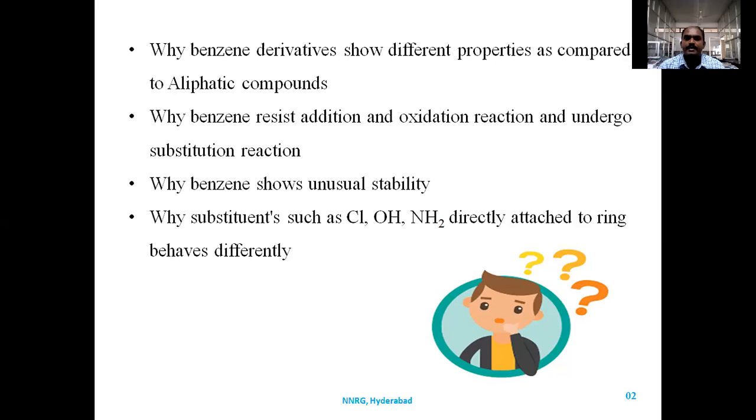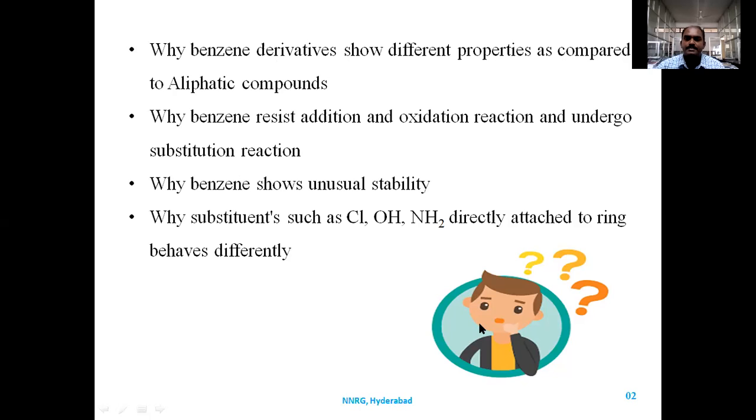And substituents such as chlorine, hydroxy group, NH2, when they are directly attached to the aromatic nucleus, act as electron donating groups, but when they are attached to aliphatic compounds, they act as electron withdrawing groups. So what is different here? Why are these aromatic compounds different from aliphatic compounds? These questions can be answered when we discuss aromaticity.